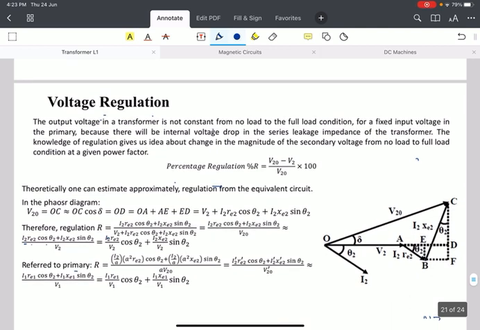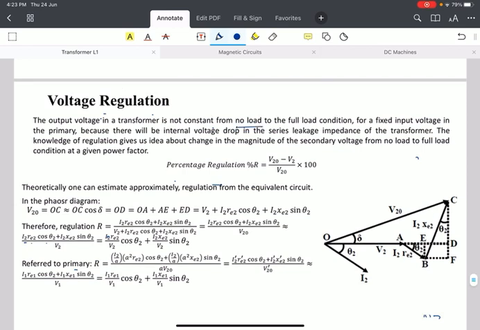The voltage regulation is the variation of the transformer voltage when it is loaded compared to the no load condition. Okay, so the output voltage of the transformer is not constant when compared between no load and full load condition. When the load is connected, there will be a drop in the output voltage of the transformer because of the series leakage impedance of the transformer. So how much the drop is will give us an idea about the voltage regulation of the transformer.